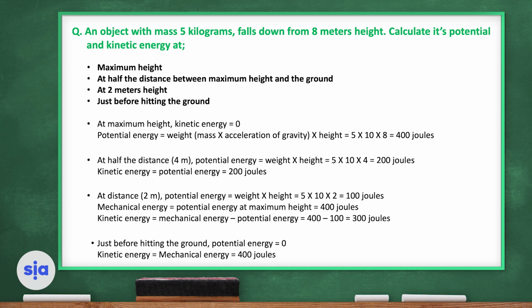What do you notice from this problem? Can you notice from this problem that at the maximum height, potential energy is equal to mechanical energy, which is equal to 400 joules. Just before hitting the ground, mechanical energy is equal to kinetic energy, which is equal to 400 joules. This means mechanical energy stays the same whenever or wherever potential or kinetic energy change.